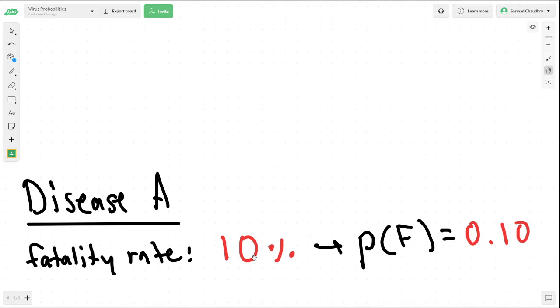With a fatality rate of 10%. Now, in the probability and statistics world, we like to keep our numbers between 0 and 1, where 1 represents 100%, 0 is 0%. So a 10% fatality rate we would write as P of F, which is the probability of a fatality, where F represents a fatality. We'll say that's equal to 0.1. So that's 10%.